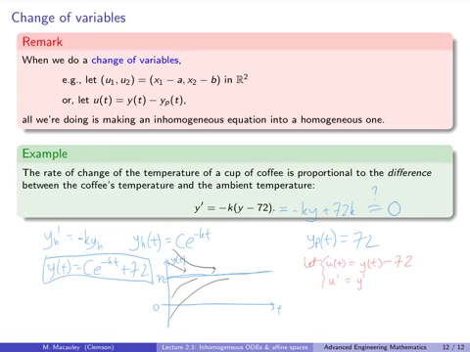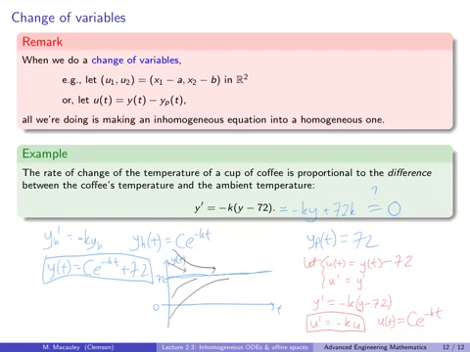So let's plug this back in. So y prime equals negative k times y minus 72 becomes u prime equals minus k times u. Now look at this. We've made our equation homogeneous. So u of t is clearly c e to the minus kt.